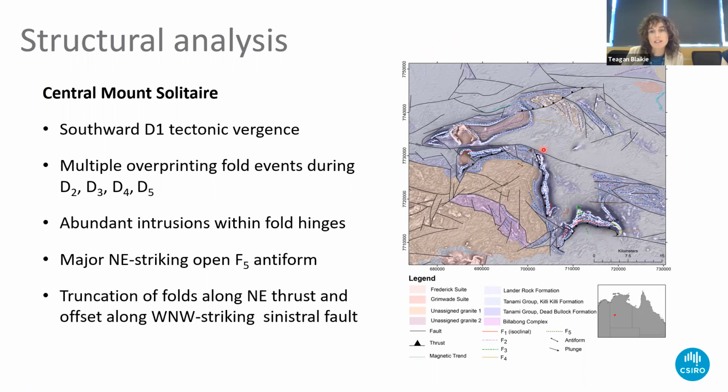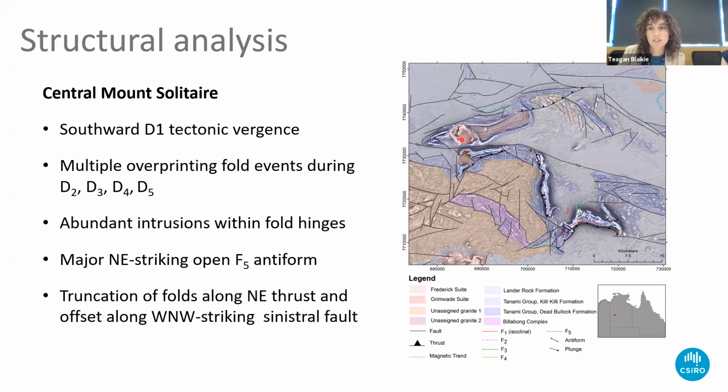And here what we can see is this latest folding event characterized by very open, long wavelength folds plunging to the northeast. And that fold hinge is subsequently truncated by the latest transcurrent deformation event here associated with sinistral displacement.